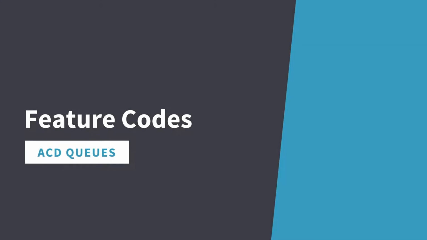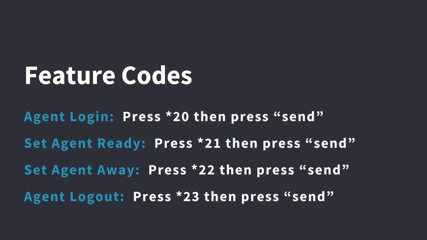Feature codes. The fastest way for agents to change their status in the queue is by using one of 4 feature codes. Agents can use feature codes to log in, they can set themselves as ready, they can set themselves as away, and log out of the queue. To log into the queue, all they have to do is press star 20. In order to become ready in the queue, all they have to do is press star 21. Agents can press star 22 to set themselves away in the queue. And to log out of the queue, all they have to simply do is press star 23. And keep in mind, in order for agents to use feature codes, they must have a registered VoIP phone.